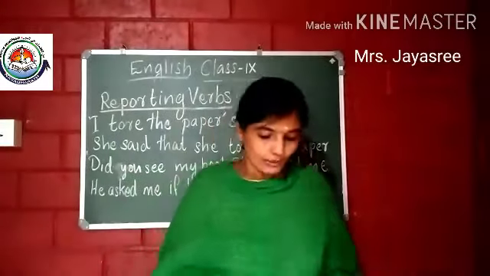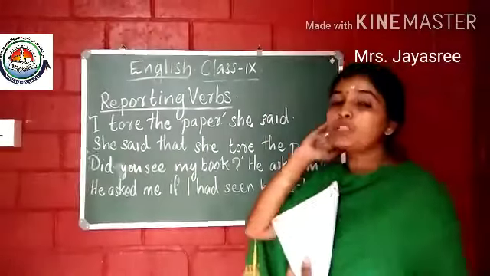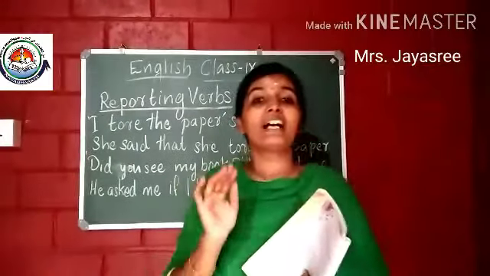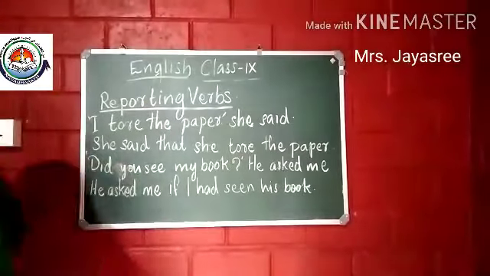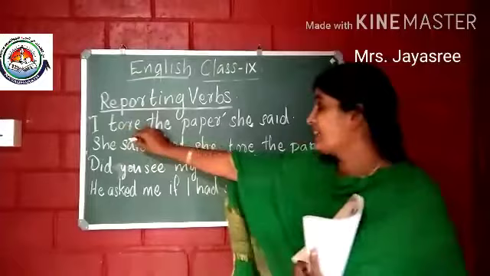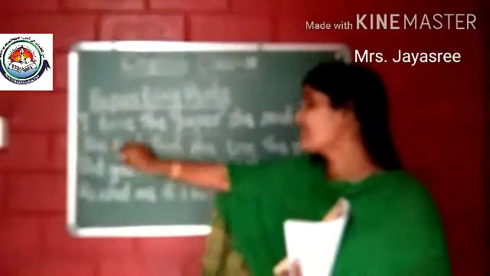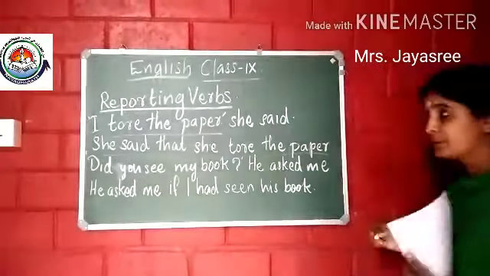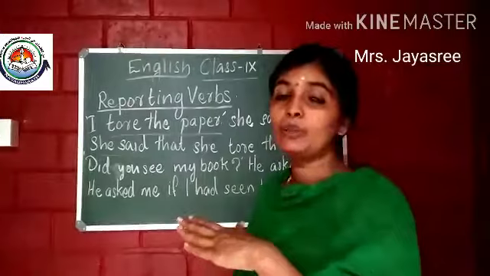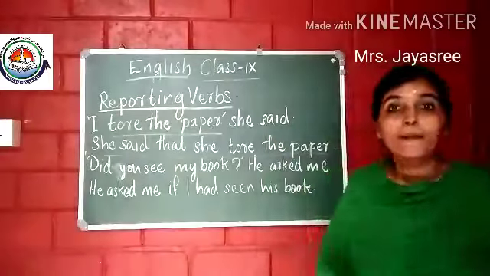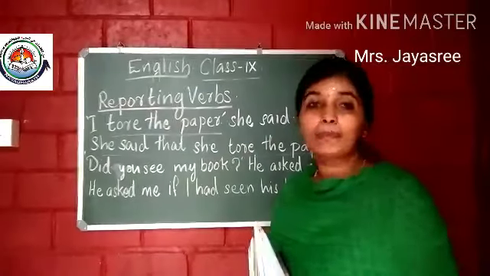And now we are going on with the verbs of reporting. Reporting verbs are those verbs which we use when we are reporting a dialogue. Here this is a dialogue: I tore the paper, she said. And the reported speech is: she said that she tore the paper. We can use either she said that she tore the paper, or another way, she said that she had torn the paper. As it is simple past, I am using it directly in simple past itself.